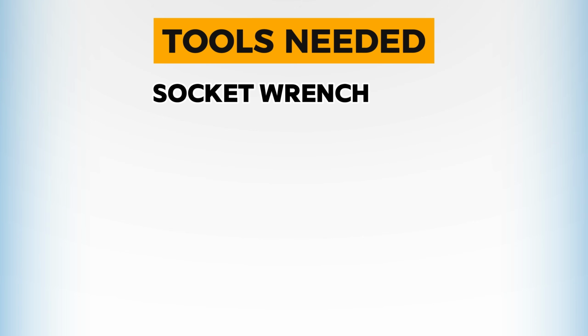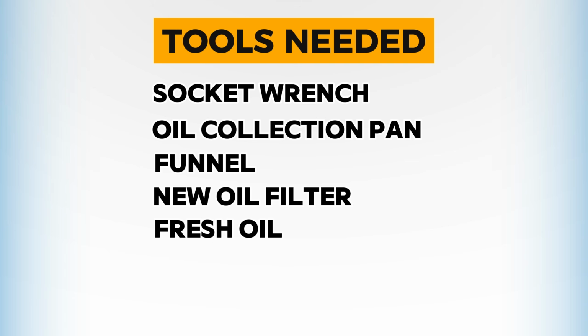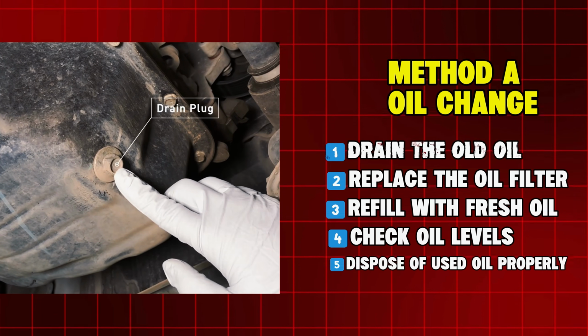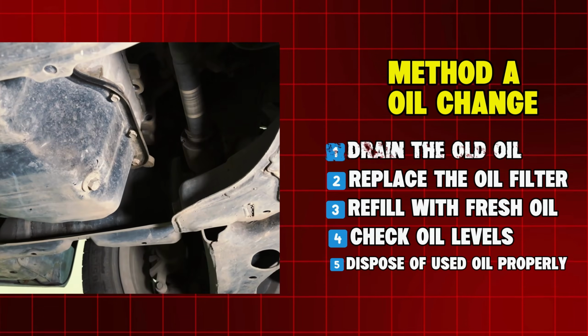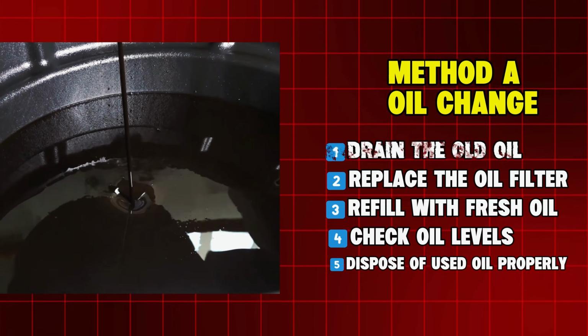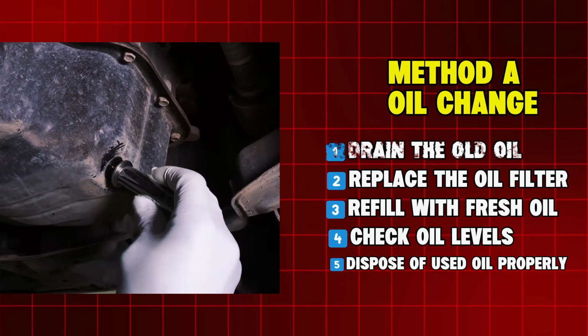Method A: oil change. Tools needed: socket wrench, oil collection pan, funnel, new oil filter, fresh oil, airtight container. Locate the oil drain plug underneath your vehicle and place a collection pan beneath it. Use a socket wrench to remove the plug, allowing the oil to drain completely. Once drained, reinstall and tighten the drain plug securely.